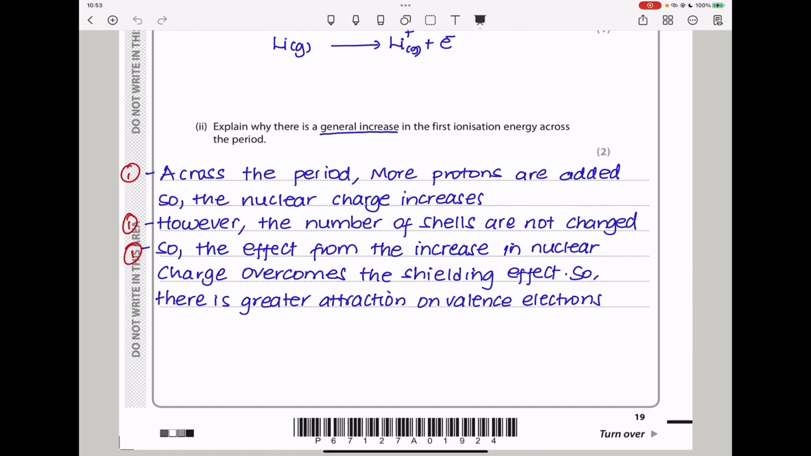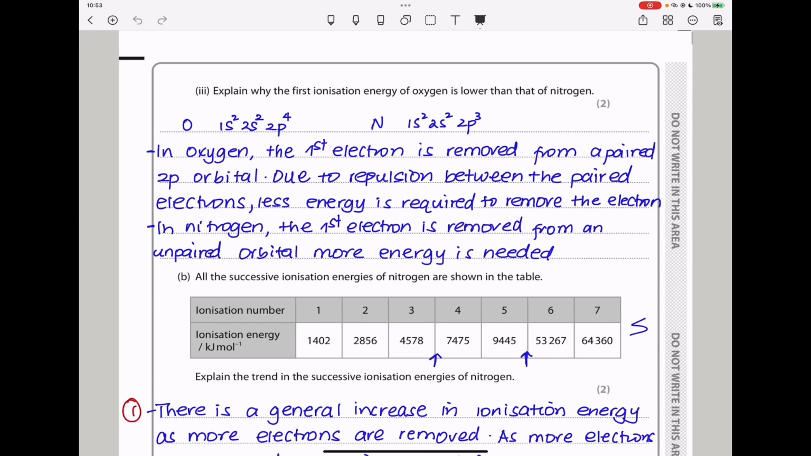Moving on. Explain why the first ionization energy of oxygen is lower than that of nitrogen. If you look at oxygen, the configuration is 1s2 2s2 2p4. In nitrogen, it is 1s2 2s2 2p3.